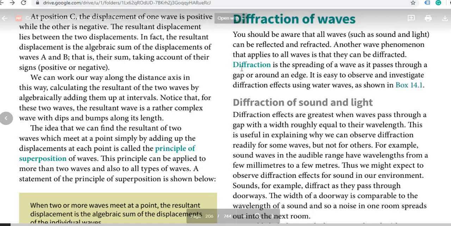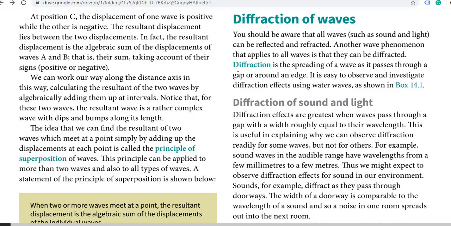So again, this word here is in green bold letters. That means you have to know the meaning. In paper 2, they can ask you to write down the definition of diffraction. So you have to write this. And you can go through the glossary also for a more detailed meaning.